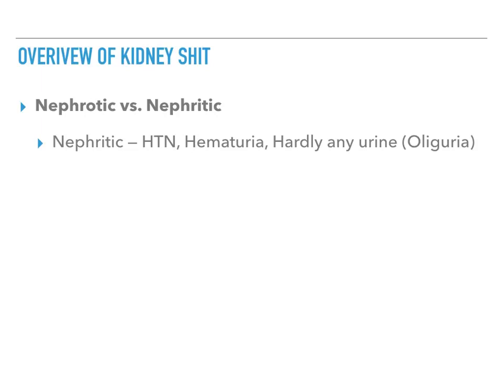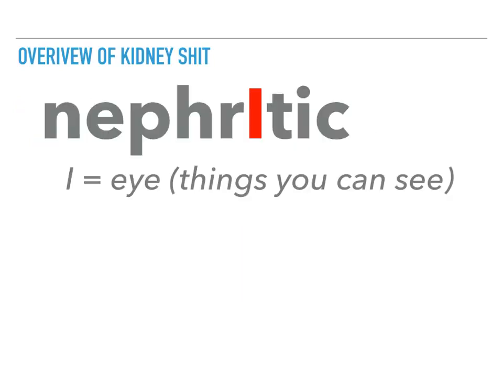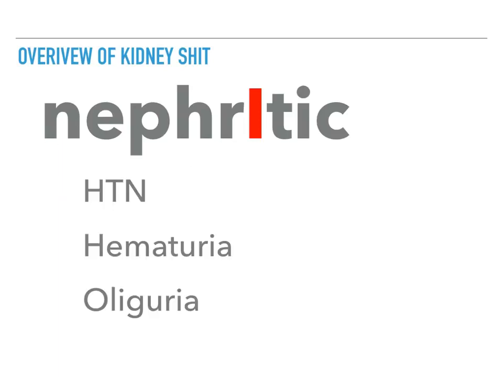Now, when you think nephritic, you're going to think of the I. The I in nephritic is what differentiates it from nephrotic, which of course had the O. So when you think of the I, I want you to think of your eyeball, your eye, things that you can see. So nephritic syndrome are things that we can measurably see objectively on a patient: hypertension, hematuria, and oliguria.